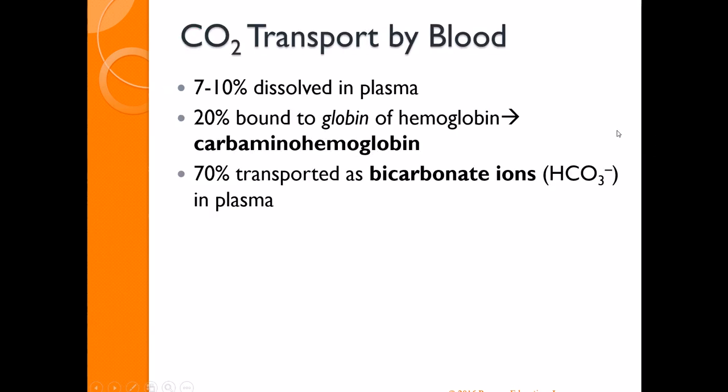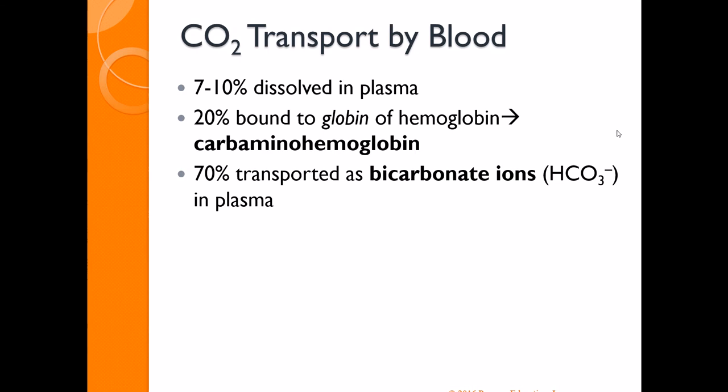Okay, next step here, or not last step, but next step is carbon dioxide transport. And carbon dioxide has a little bit more diversity in how it gets moved through the blood. About 7 to 10% is actually dissolved in the plasma. About 20% of it is actually bound not to the heme part of the hemoglobin, but to the globin part of the hemoglobin, in which case we get carbaminohemoglobin as a result. But most of it, 70% of it, is transported as bicarbonate ions in our plasma.